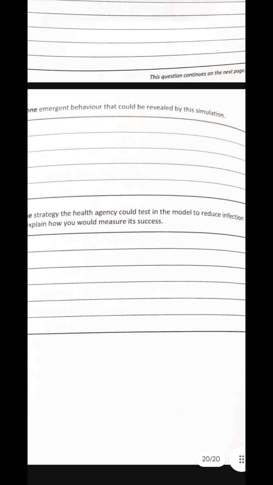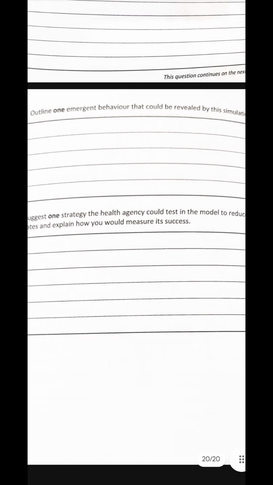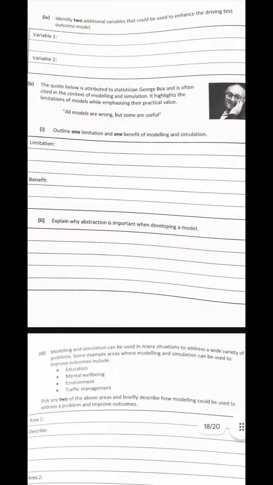And lastly, one strategy that they could test in a model to reduce rates, and explain how you would measure success. So you're just saying one thing that you could test in this model, which is very similar to the questions above where they were saying, can you think of your own variables? If you've made some models before, or played around with stuff like that, you can even just use your imagination. What else could you do? How could you make this better if I gave you an extra $1 million?